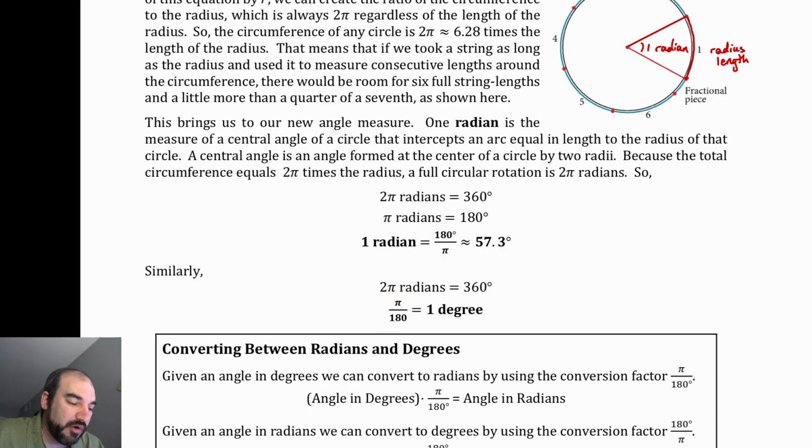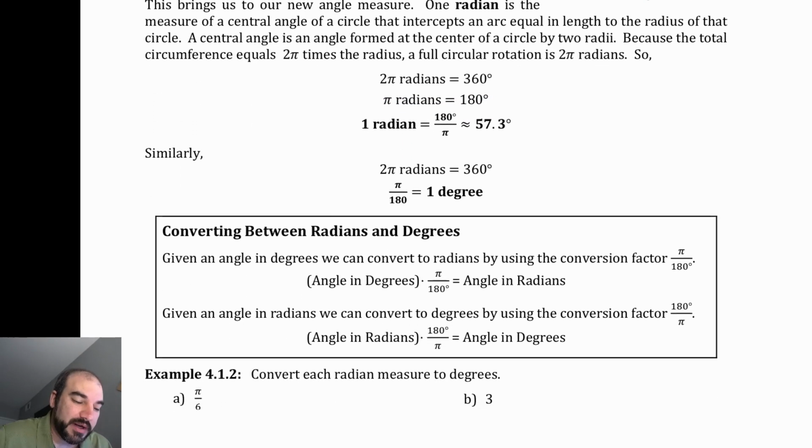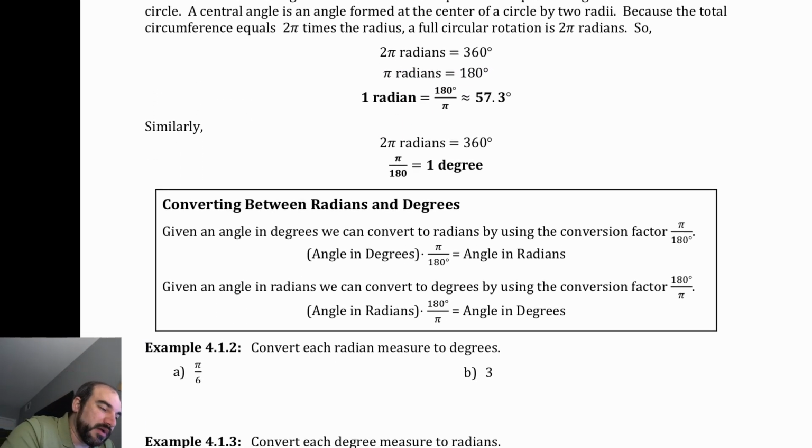We either have pi over 180 degrees, pi over 180, which is 1 degree, or we have 180 degrees divided by pi, which is 1 radian. So keep those two in mind. I guess just keep one in mind, that pi radians is equal to 180 degrees, and you can use that to convert between degrees and radians. So this box is pretty important here for whenever you want to convert between radians and degrees.